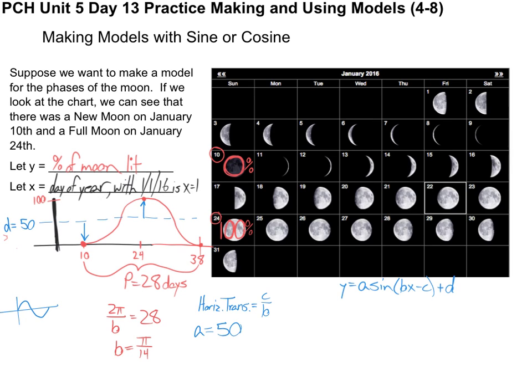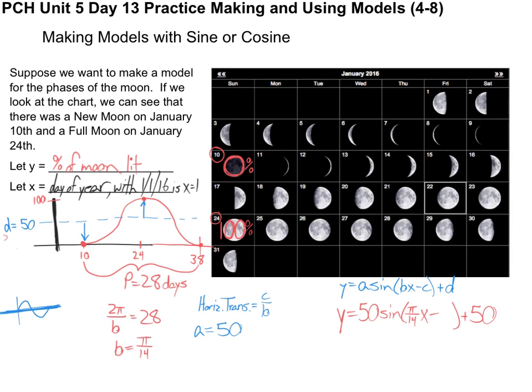The midline was at 0, and now it's shifted up 50 units. It's supposed to be 50 under and 50 over, the baseline. So look at this. We now know that our model is 50 times the sine of pi over 14 x minus c. We haven't figured that out yet, but we know this whole thing has been shifted up 50 units.